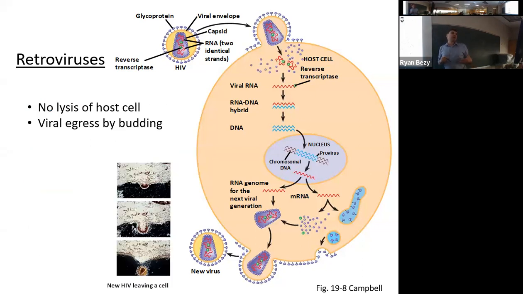And then the retrovirus typically doesn't lyse out of the host cell, so it doesn't cause lysis of the host cell. Instead, the virus will just egress by budding over time. So you have continual production of the virus over time, and it will bud off. In the process of budding off, it gets wrapped up in that envelope, which is made out of the host cell membrane. Questions then about retroviruses?